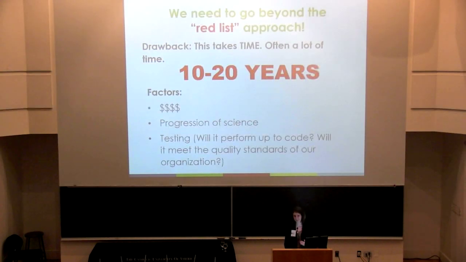So, the factors that affect the speed of this are money, primarily money. If you ask anyone in the industry, what's the number one thing preventing you from taking this toxic chemical out of your product, they say money. Now, progression of science, in some cases, we just have not tested all of the chemicals yet.